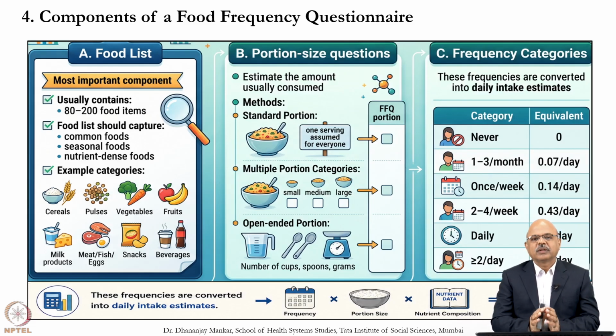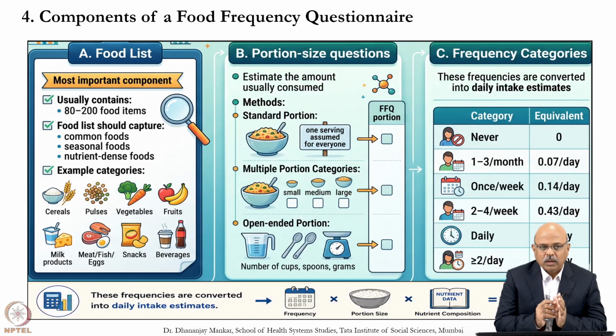In components, there are three divisions that are being made: the food list, second the proportion size questions, and the frequency categories. The food list is something which is very important to be understood, where usually it contains more than 80 to 100 food items, or nearly you can say it takes closer to 200 food items.